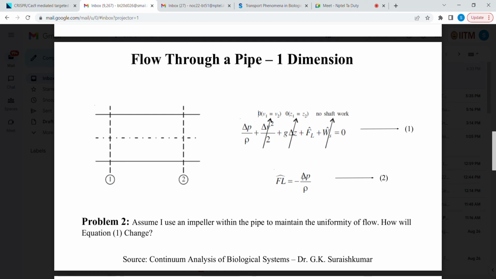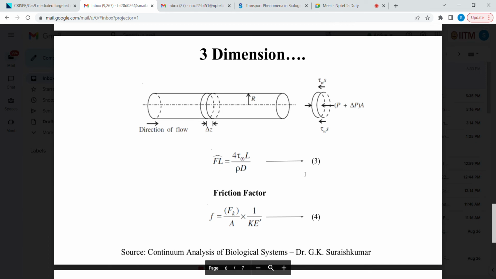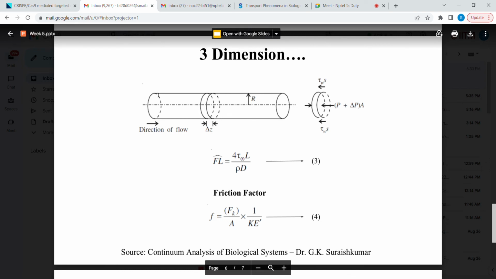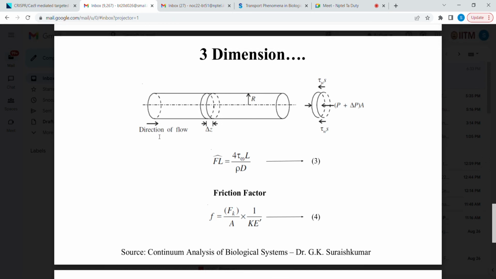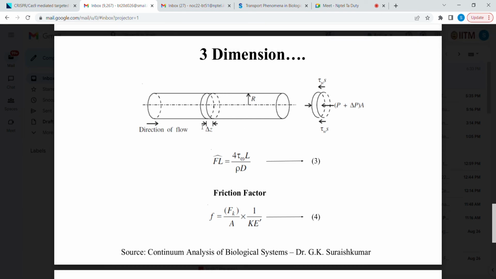For that, we need to go into the three-dimensional understanding of this pipe. Now consider this cylindrical pipe, and this is the direction of flow of the fluid, and this is the radius of the pipe. Now consider a small, infinitesimal volume element whose width is delta Z.